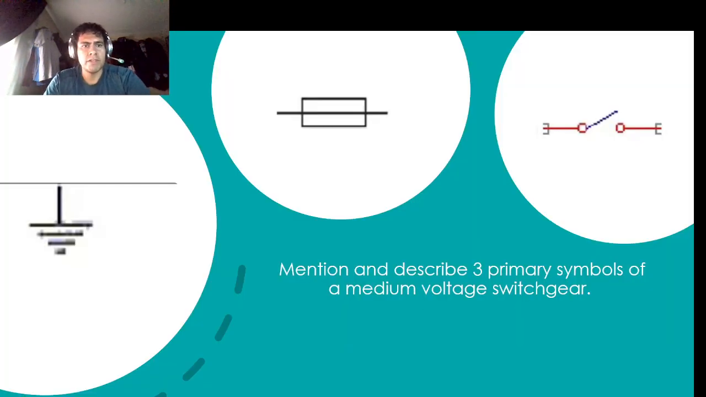Okay, the symbols. Mention the three primary symbols of a medium voltage switch. You can see three symbols. The first symbol is a fuse. The fuse symbol is in an electrical diagram because it represents protection for entire systems or a specific section of a circuit. It is very common to locate it along with the fuse rating indications.